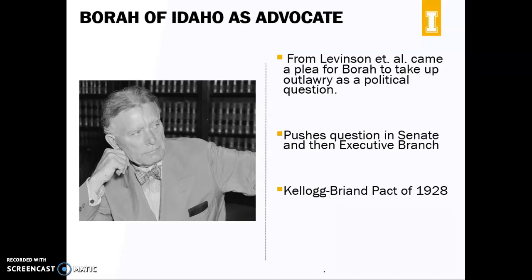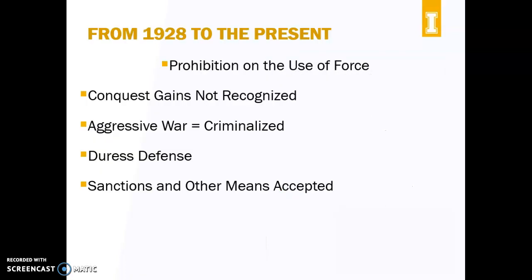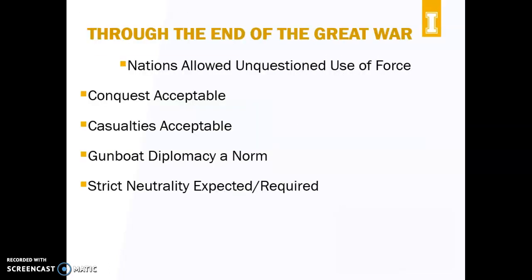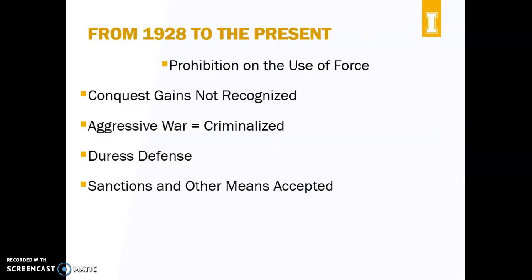Now, what this does is several things, but one of them is that conquest gains aren't recognized. It basically prohibits the use of force. And so it doesn't prevent war, but it makes it so that war is not an acceptable part of your foreign policy, a de facto thing that you could do. It made it illegal, and that ends up meaning that up here, where you were allowed unquestioned use of force, so you could conquer, you could have casualties, you could do gunboat diplomacy, and you had to be neutral, after the fact, conquest gains, if you go out against someone, we're not going to recognize it. If you have aggressive war, we're actually going to have war crimes and criminalize you.